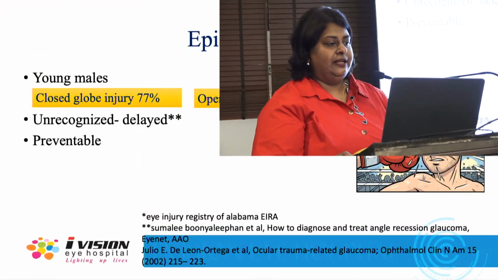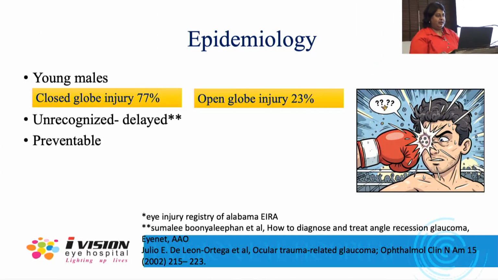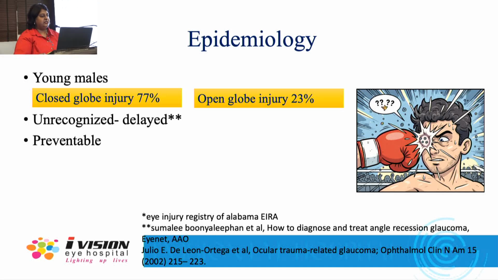Regarding epidemiology, trauma, as you know, is more common in young males, and in mechanical injury, closed globe injury is most common. It is 77% and open globe injury is 23%. The issue with any traumatic glaucoma is that most of them are unrecognized because people forget about their old trauma and the diagnosis gets delayed, and this is one of the causes for preventable glaucoma.